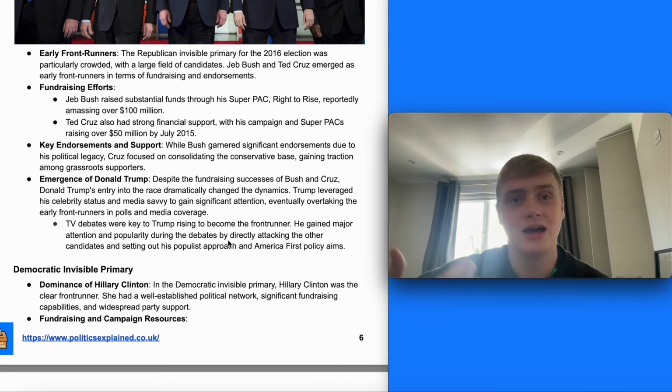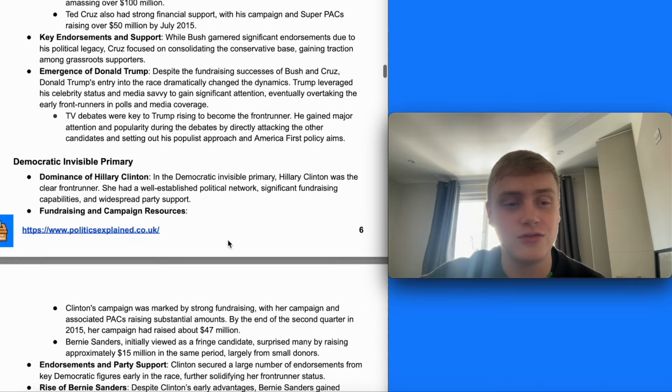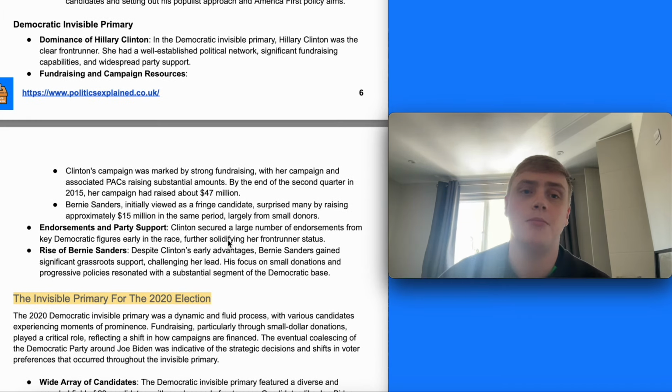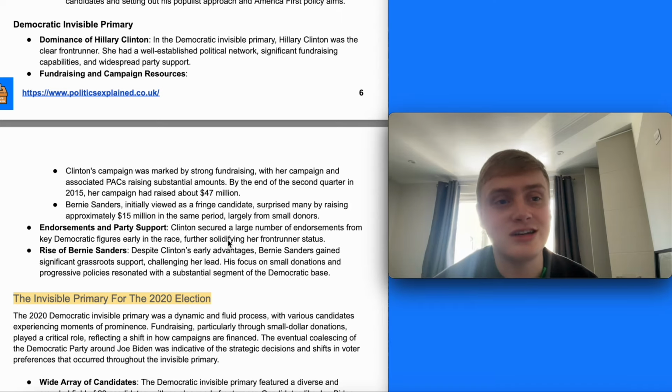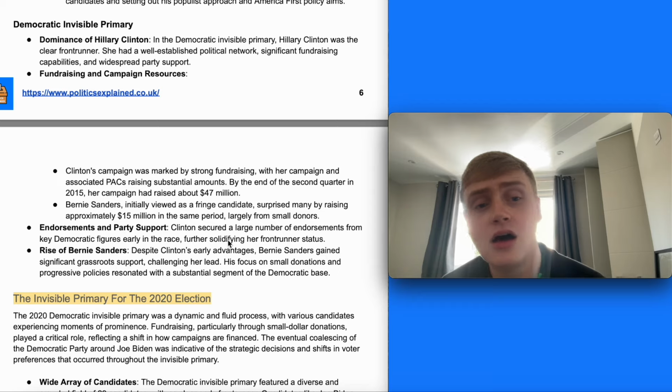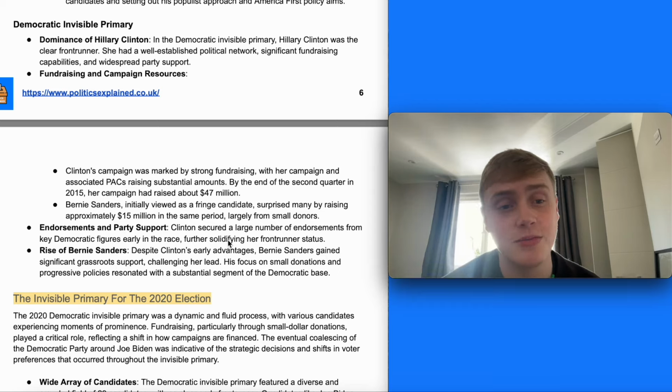And ultimately, as we go to the primary, we'll see that he was successful. In terms of the Democratic invisible primary in 2016, Hillary Clinton was largely dominant. She was a clear frontrunner with a well-established political network, significant fundraising capabilities, and widespread party support. By the end of the second quarter of 2015, her campaign had raised around $47 million.